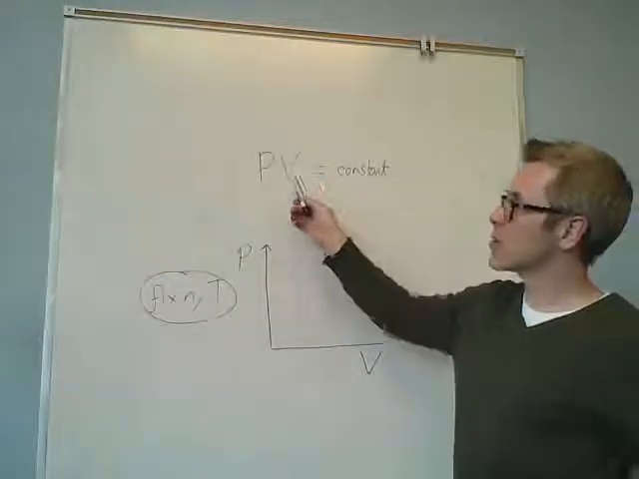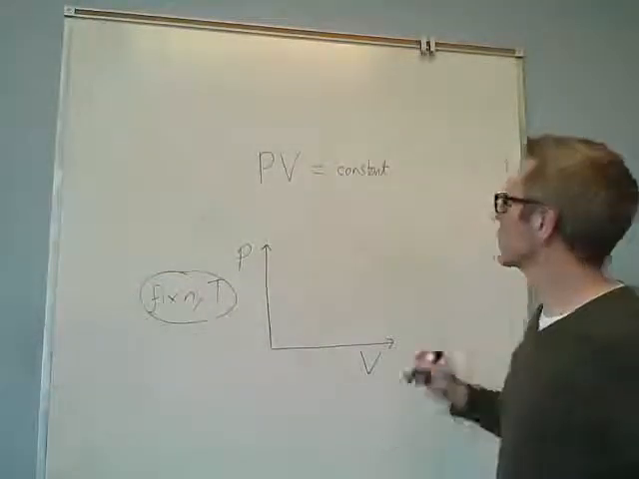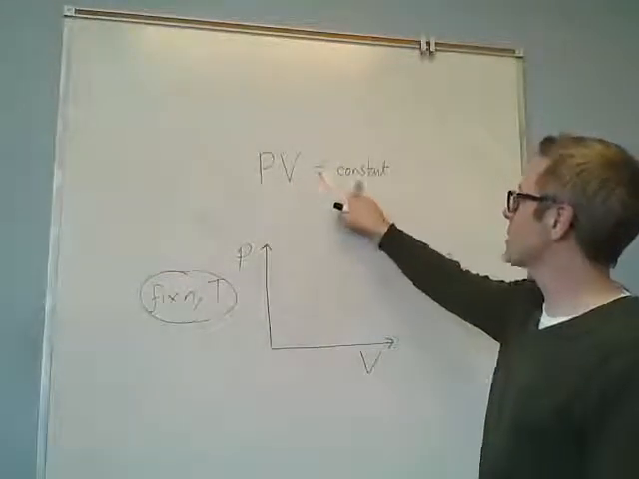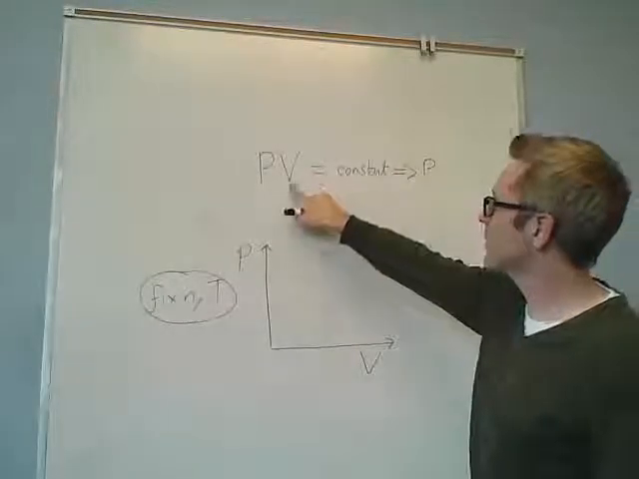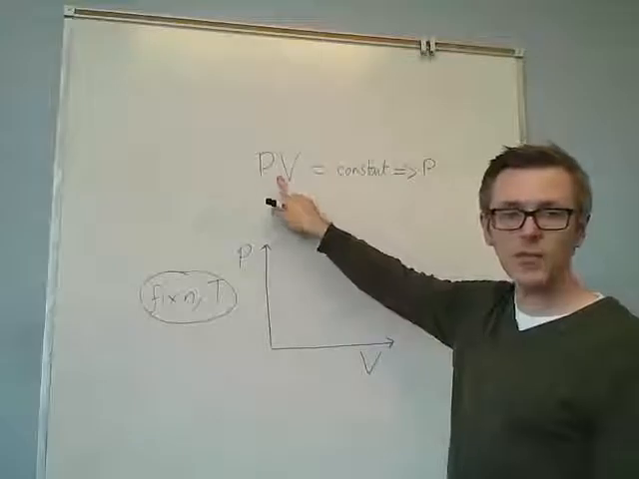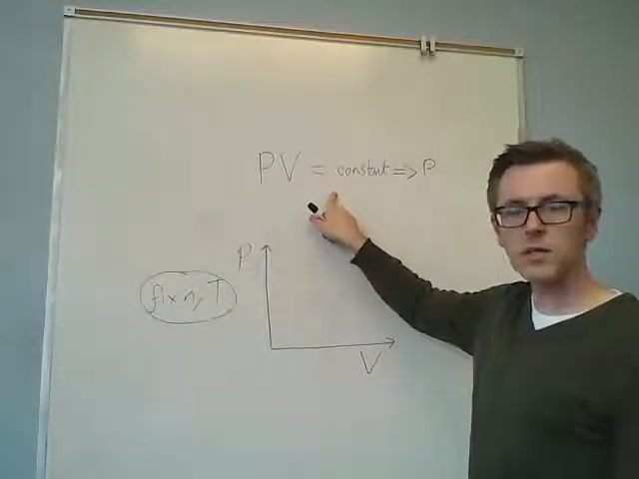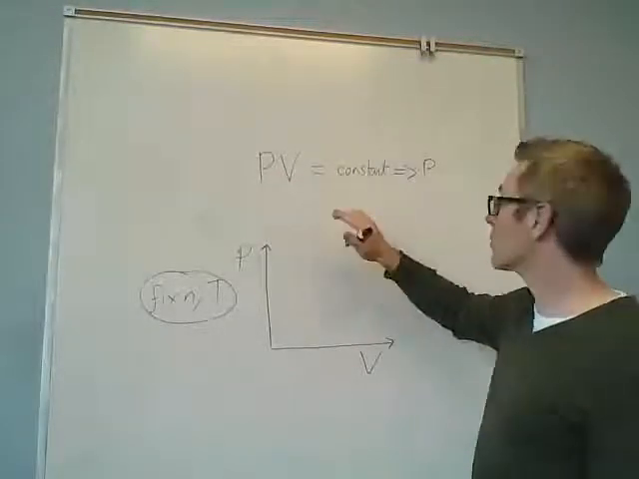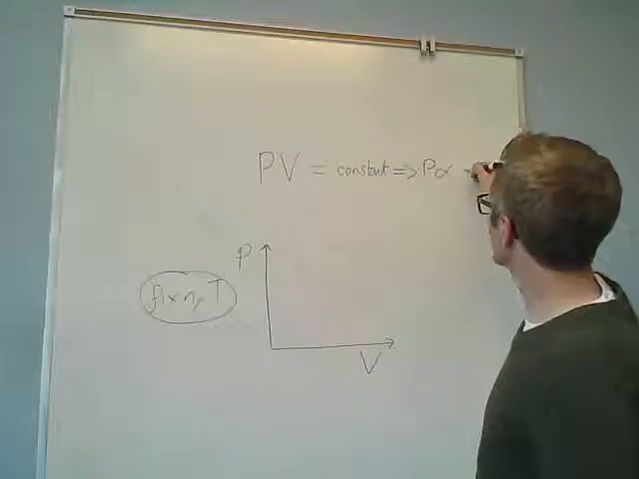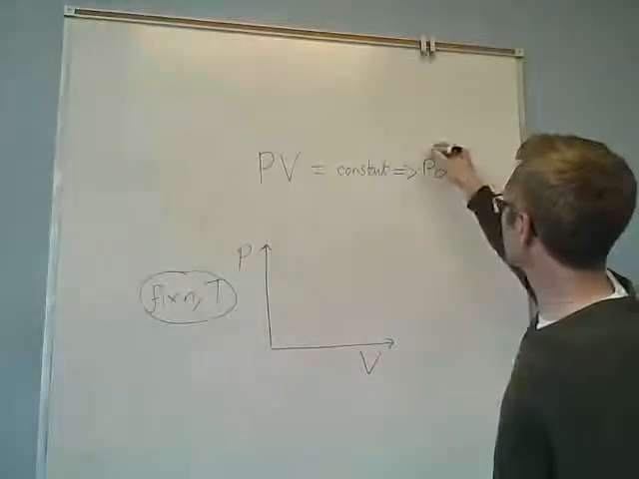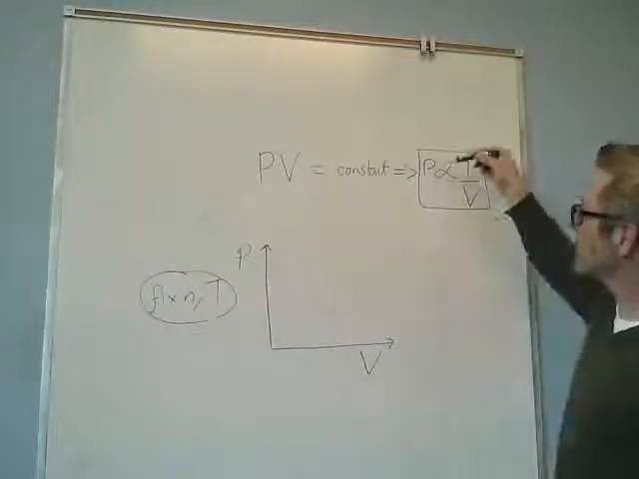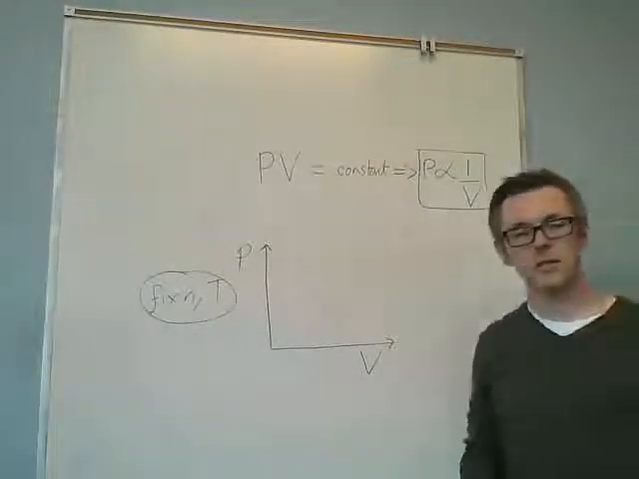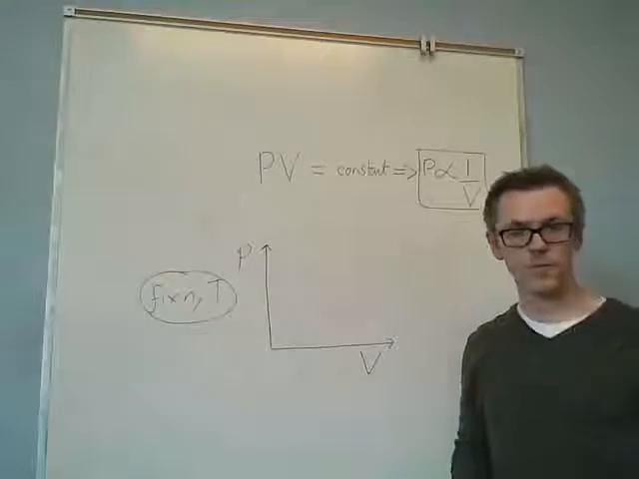Now, what's the relationship between P and V? Well, if I take the V to the other side, this means that if the V is a product on the left, it will be a quotient on the right, so it will be a denominator on the right. So P is proportional to 1 over V. That's an important relationship. What does that mean? That means as pressure increases, volume decreases.